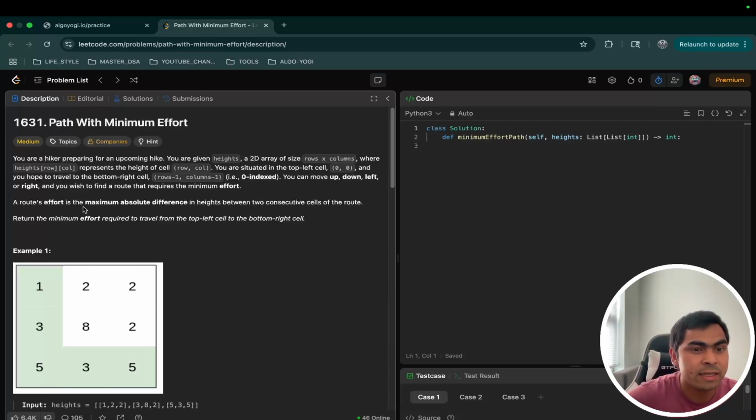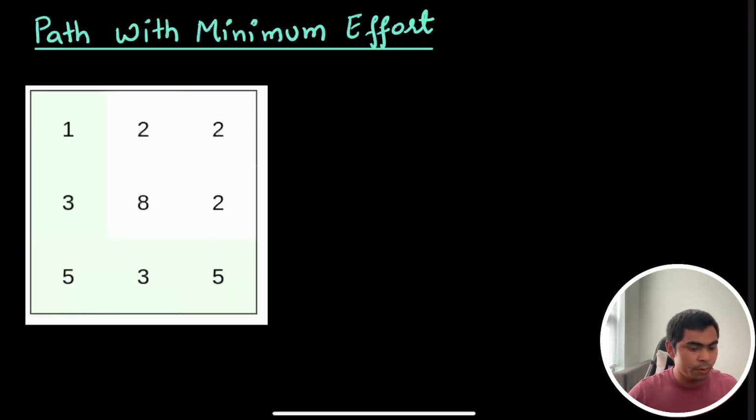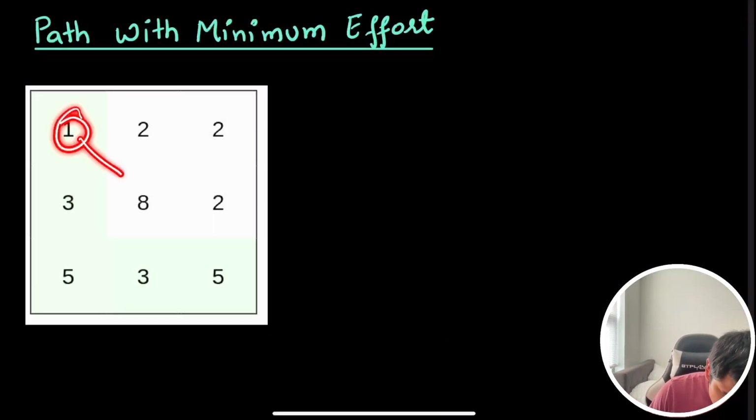A route's effort is the maximum absolute difference in height between two consecutive cells of the route. Now we need to return the minimum effort required to travel from the top left cell to the bottom right cell. So basically what we want to do is get from 1 to 5, but you cannot go diagonally. You can only go left, right, top, bottom.